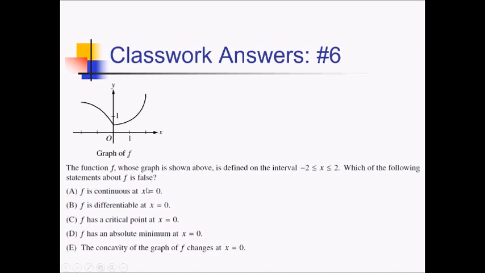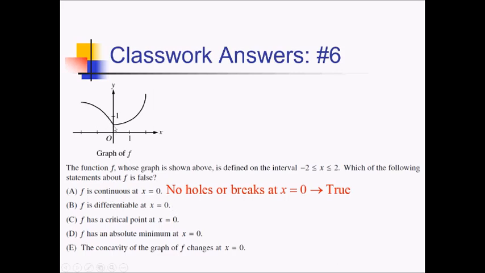Choice A, f is continuous at x equals 0. Well, from the left and the right, we're approaching the same value, and the function exists there. Everything matches up. There are no holes or breaks at x equals 0, so visually it definitely looks continuous. So I'm going to say this one's true. On to the next one. F is differentiable at x equals 0.